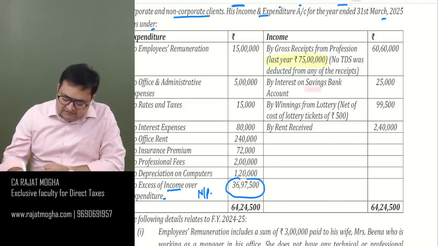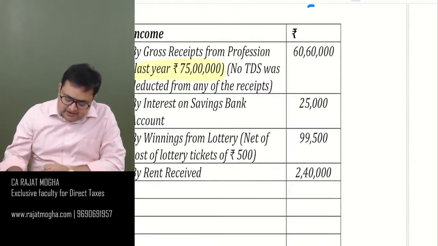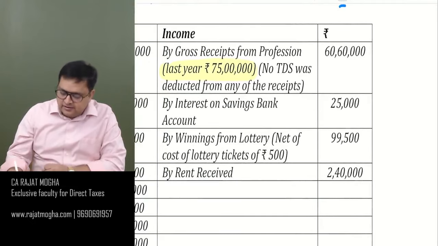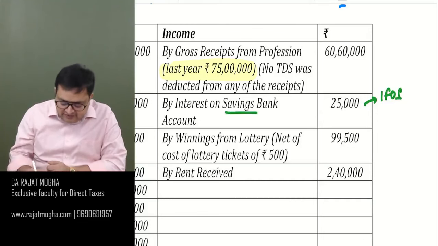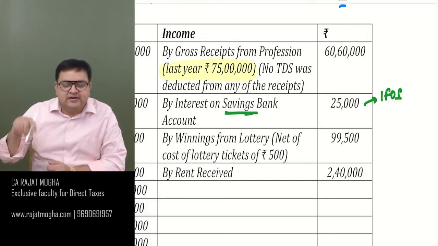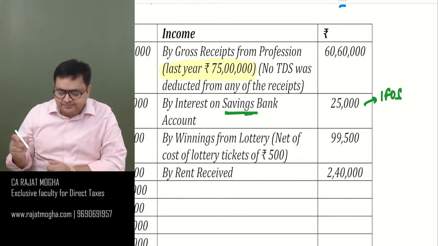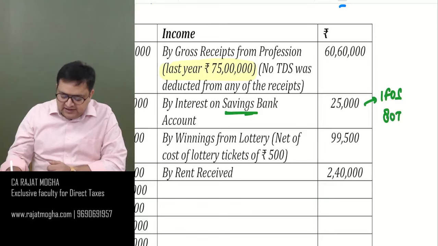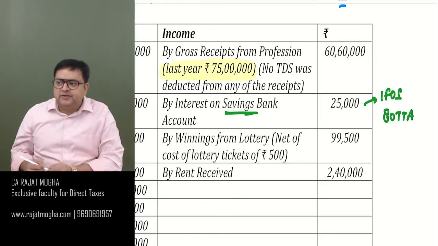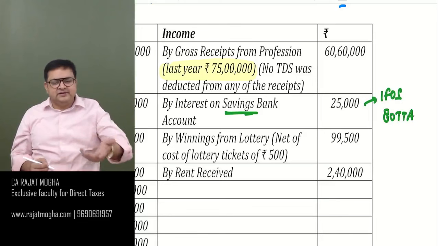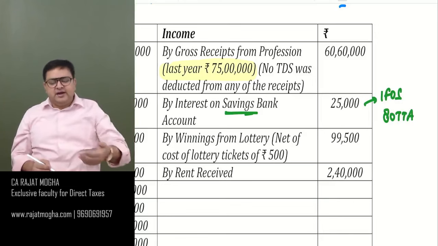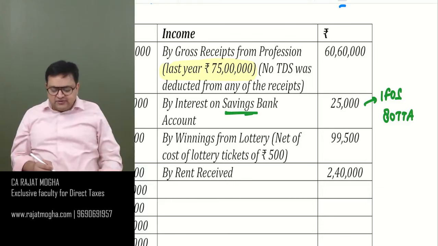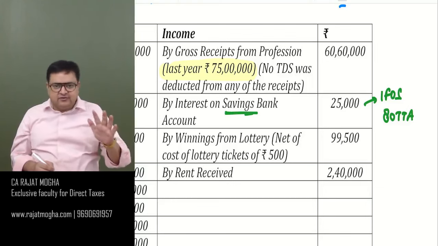Now, interest on saving account, tell me, is it a PGBP income or an IFOS income? It's an IFOS income. And as soon as we see this word saving, we understand this person is following the optional regime. We will take 80TTA also. He is not a senior citizen. If he would have been a senior citizen, I would have taken 80TTB. But here 80TTA. TTA is maximum 10,000. TTB is maximum 50,000. You understand?